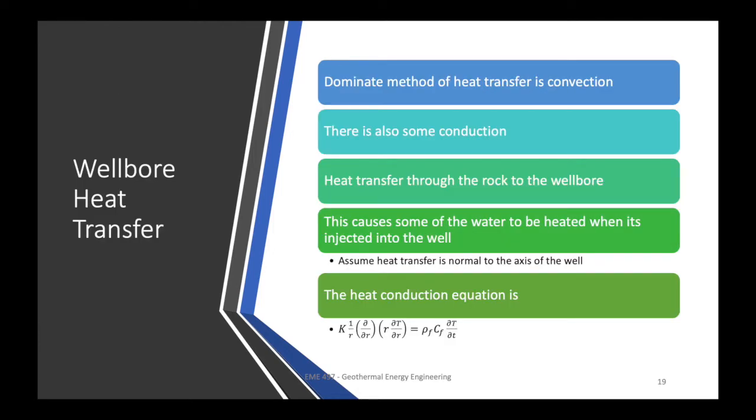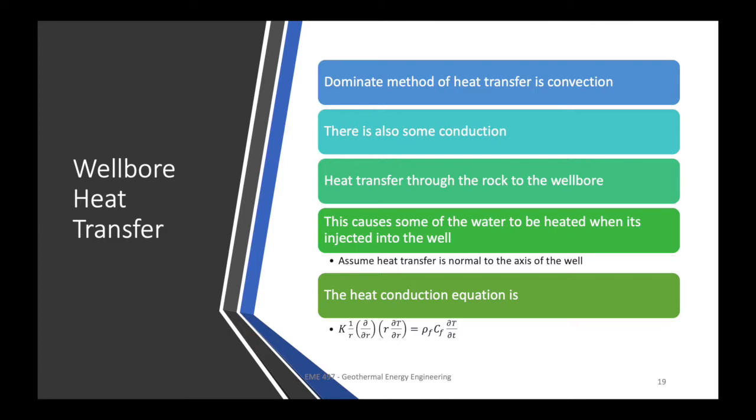Wellbore heat transfer. The dominant method of heat transfer within the wellbore is convection. However, there is also some conduction that occurs. The heat transfer goes through the rock to the wellbore. This causes some of the water to be heated when it is injected into the well. You should assume that the heat transfer is normal to the axis of the well.